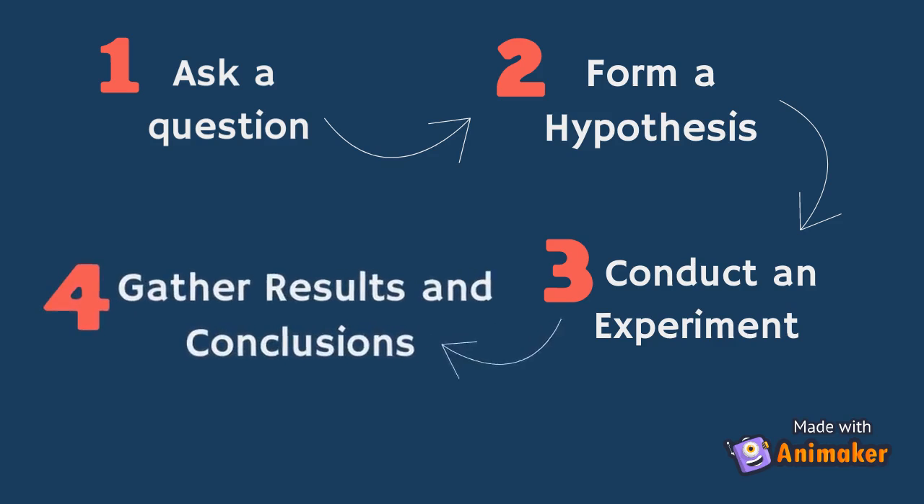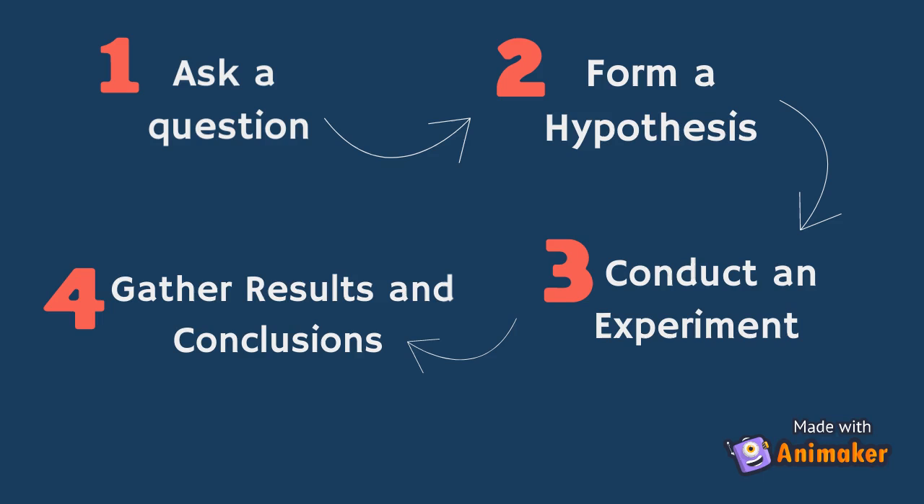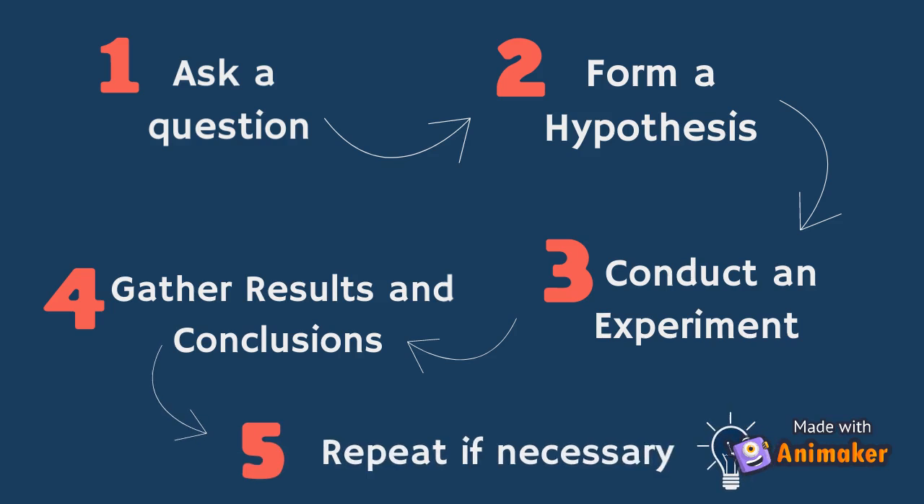Fourth, gather results and conclusions. Results are your interpretation of the experiment, while conclusions are the answers you draw through the results. Lastly, repeat the steps if needed. If the experiment fails, you can form a new hypothesis and test it again. You can keep testing until you arrive at a solution.